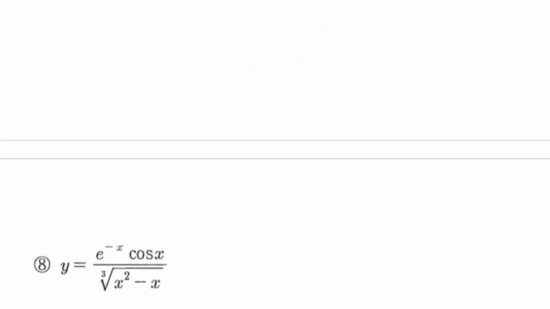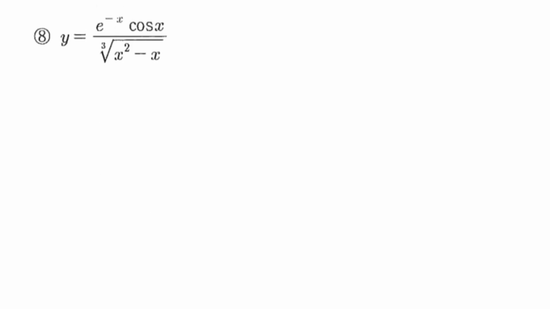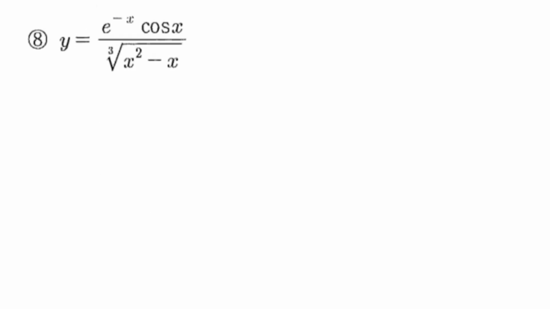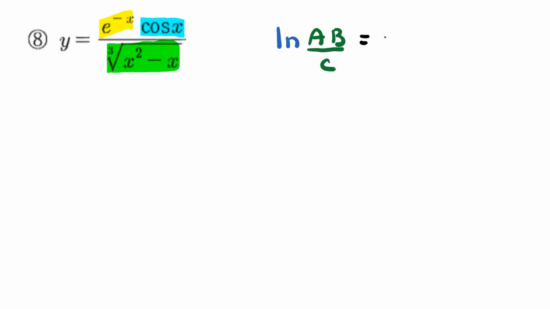Let's move on to the next question, question number 8. Over here I have e to the power negative x times cos x times the cube root of x squared minus x. In class you may recall me writing things like this, ln of ab divided by c. If you want to use your logarithmic properties on a question like this, it will simply be ln A plus ln B minus ln C.